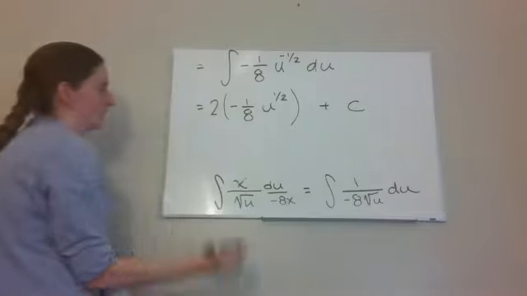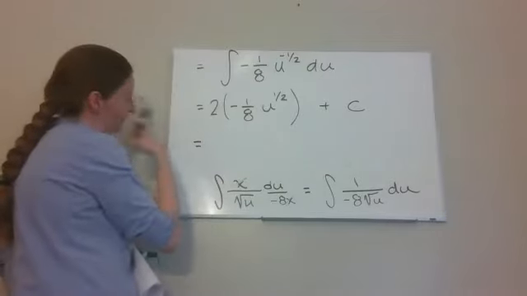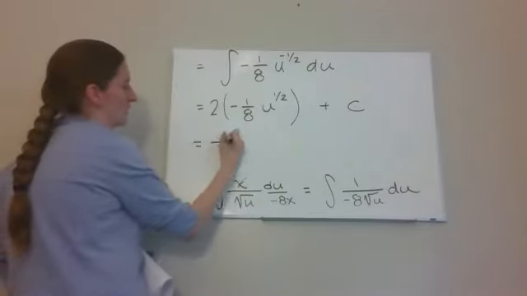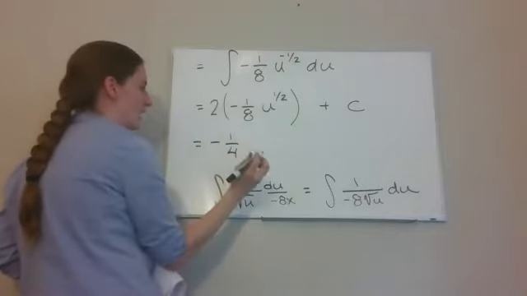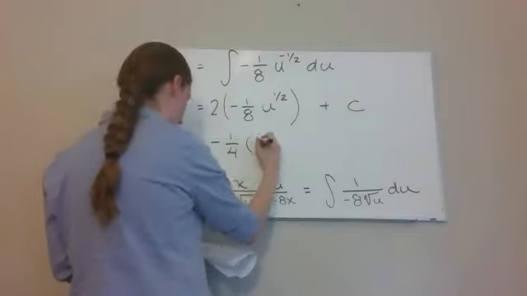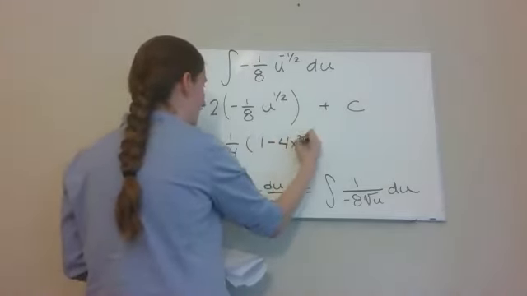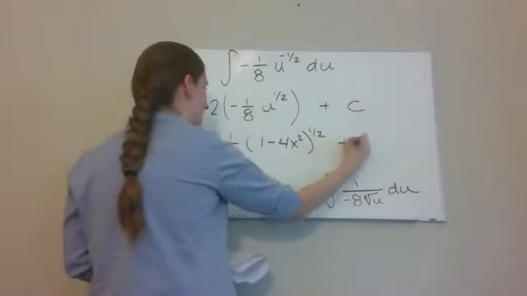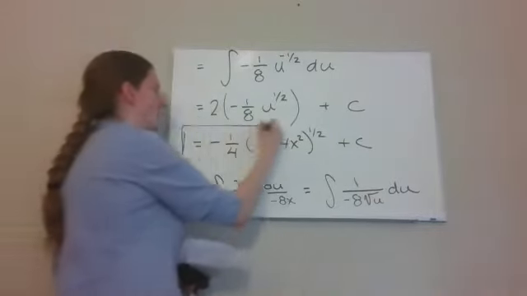Add your c. Simplify by multiplying these numbers together. We get a negative 1/4. And then I have u to the 1/2 power. Well, my u was 1 minus 4x squared. And there's our answer.